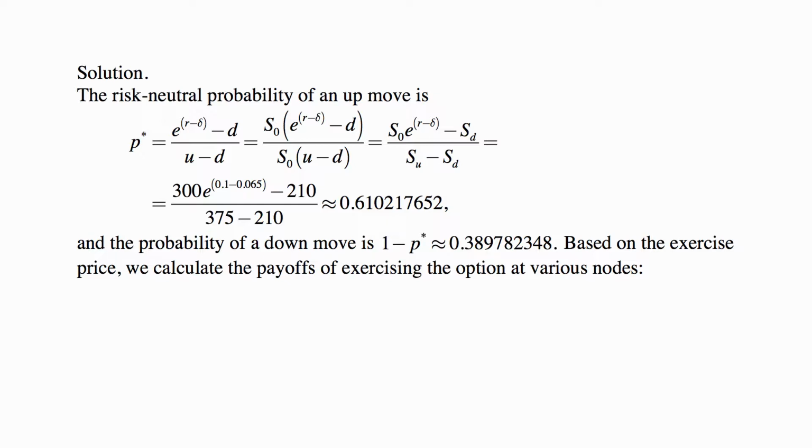And now we have all these values given in the problem. The starting price is 300, after down move is 210, after up move is 375. So when we plug in all these values, we get the probability to be approximately 0.610217652, and 1 minus that, the probability of a down move, is approximately 0.389782348.